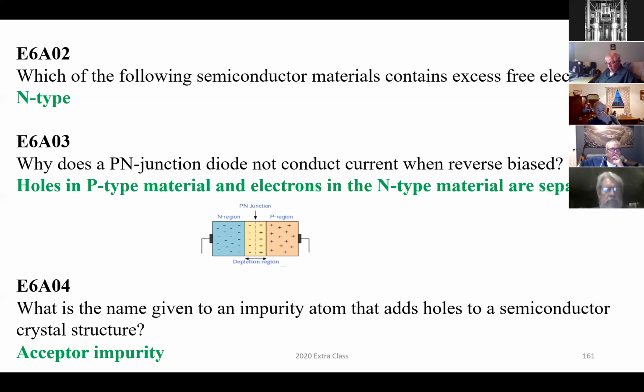3, why does a PN junction diode not conduct current when reverse biased? B, C, holes in a P-type material and electrons in the N-type material are separated by the applied voltage, widening the depletion region.